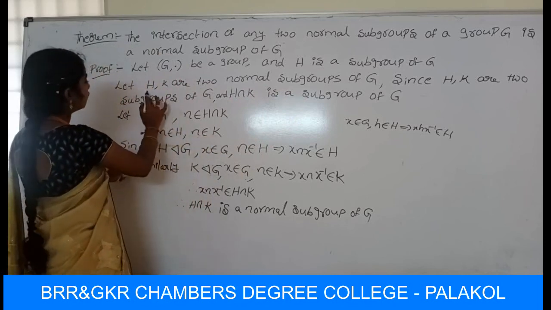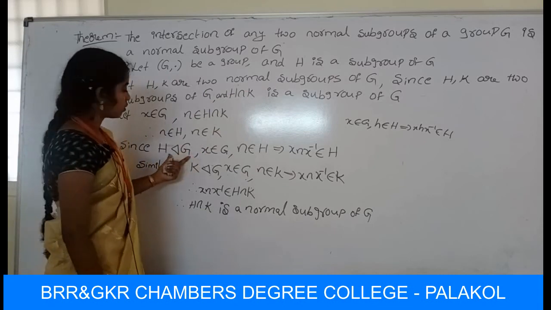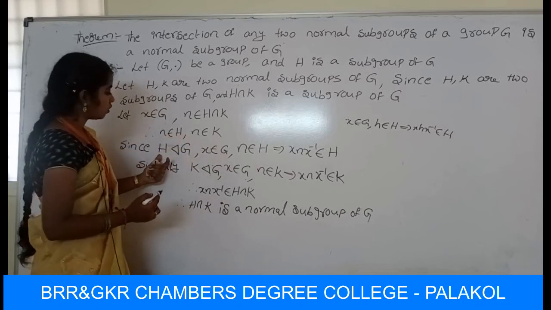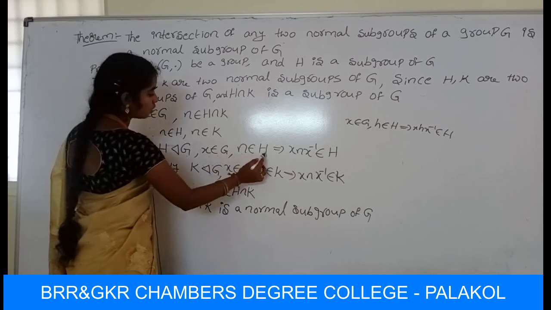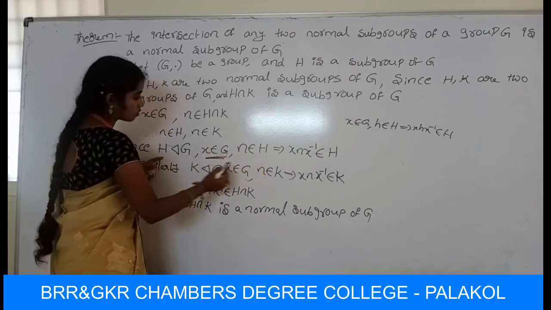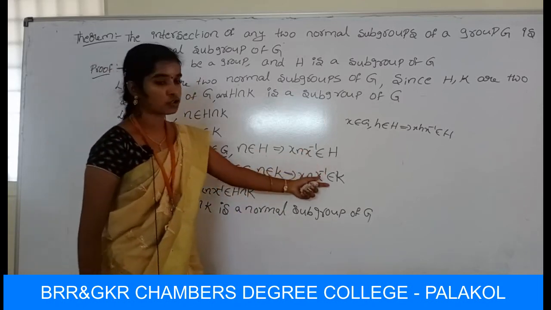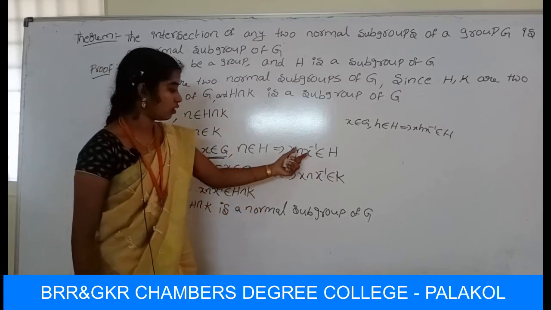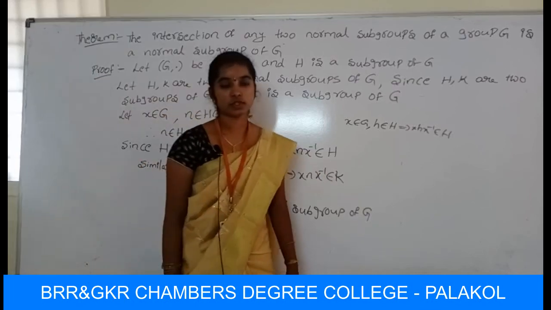Since H is a normal subgroup of Z, consider an element x belongs to Z, n belongs to H. The inverse property exists, so x inverse belongs to Z. That means x n x inverse belongs to H. Similarly, x n x inverse belongs to K. So finally, x n x inverse belongs to H intersection K. So H intersection K is a normal subgroup of Z. So the theorem is completed.